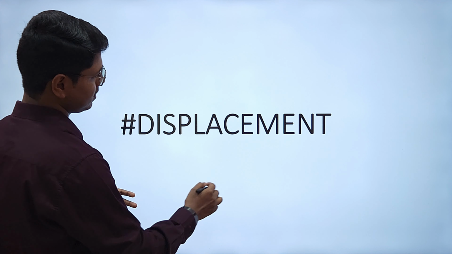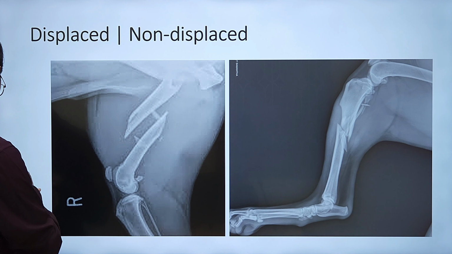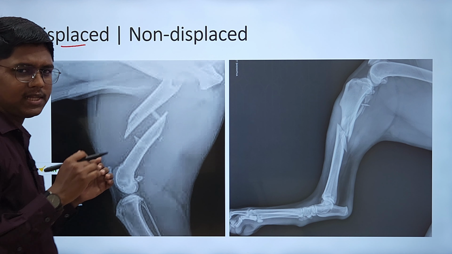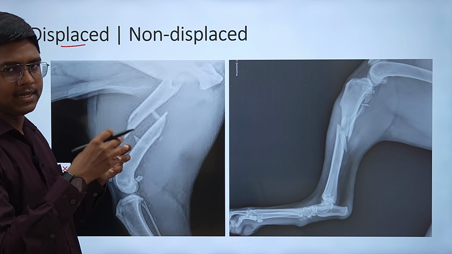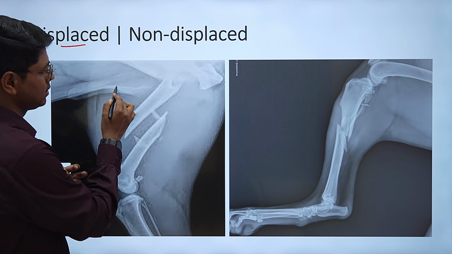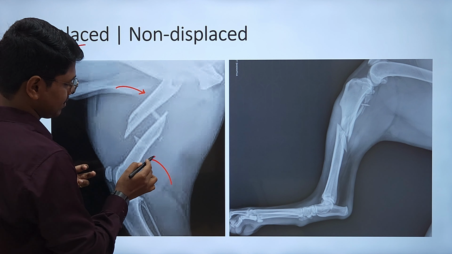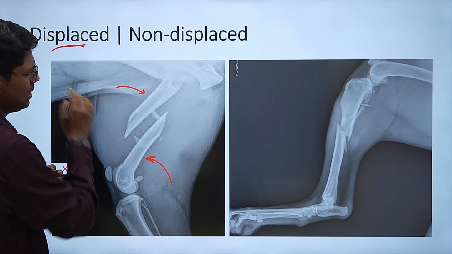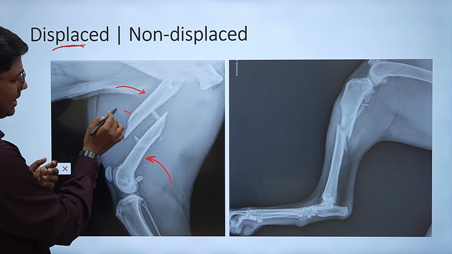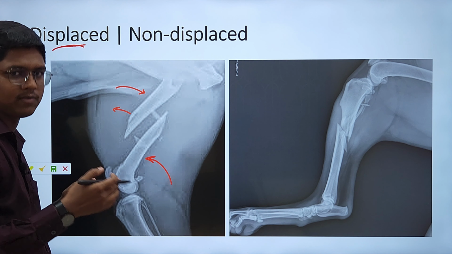Next is displacement. The fracture can be displaced or non-displaced. The displacement is usually written in relation to the proximal segment. Here this is the proximal segment of the bone, and this the distal segment. Displaced means whether the proximal segment is displaced or not. Here it is cranially displaced, so it is a cranial displaced fracture.